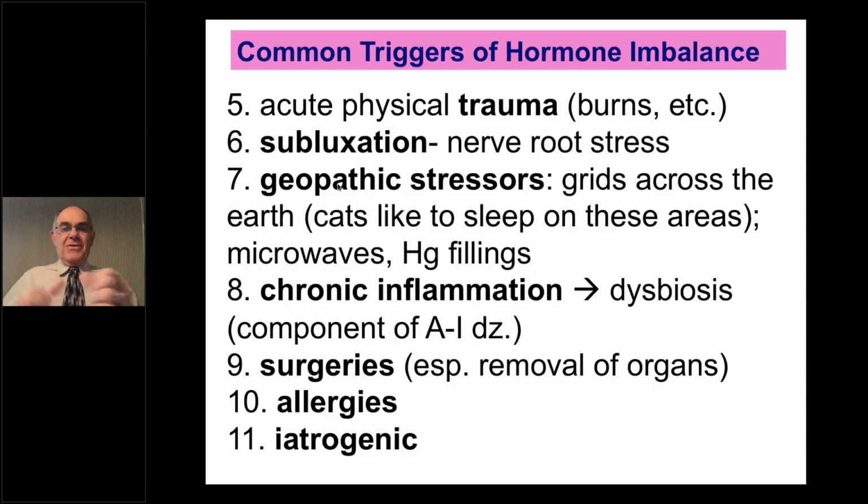See if you sleep better just from the rotation of that, because of the energy that's associated with that. Chronic inflammation is sort of underlying all chronic disease. Surgery, the removal of an organ, will definitely create an imbalance in hormones. Allergies can do that, and iatrogenic causes, unfortunately, are sort of doctor-caused problems, where they give the wrong medication, or an adverse reaction to a medication that can definitely have a negative effect.